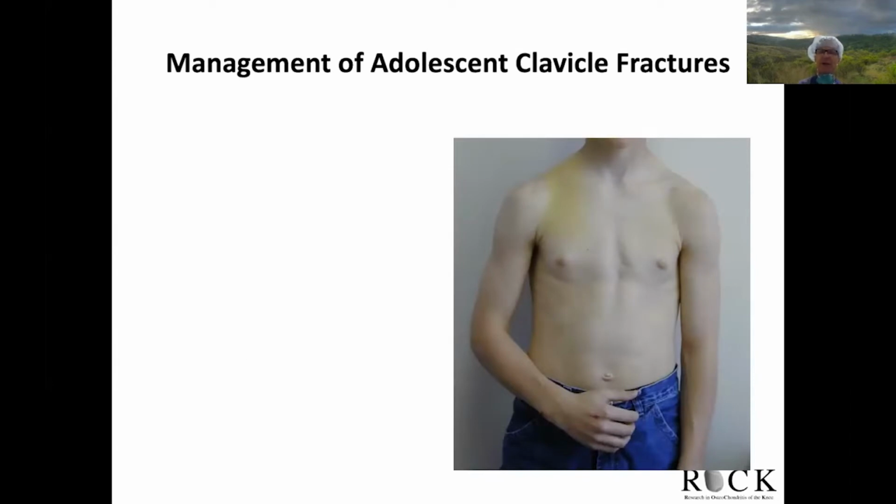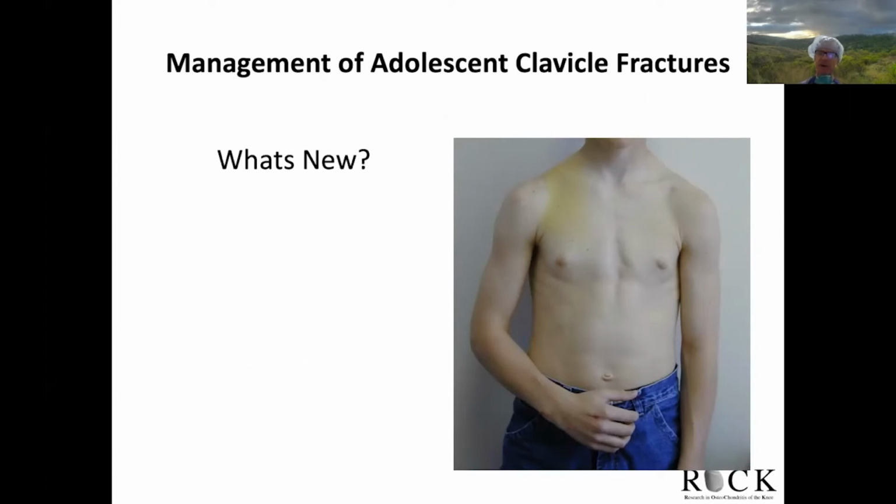So, clavicle fractures. The reason I want to bring this topic up is there's been a pretty significant evolution in our treatment of clavicle fractures in adults and now children over the last 15 years. The most common age group for clavicle fractures is about 8 to 18. So the bulk, probably 70% of clavicle fractures, occur in the patient population we take care of.